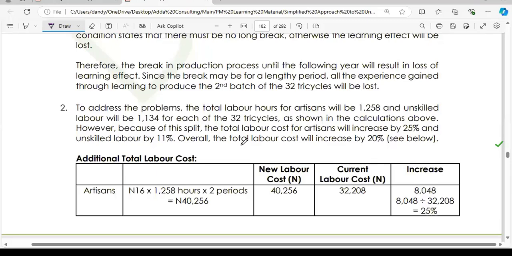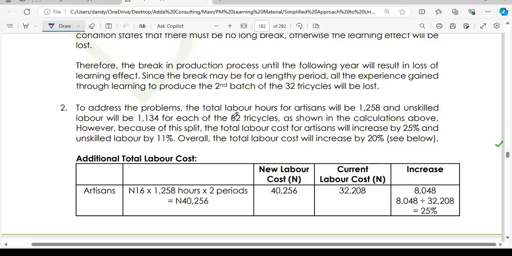Okay, because if you produce 32 tricycle now, how much will the company incur? If you produce 32, and the balance of 32 in the following year, how much will the company incur? So the total incurred when there is a break and the total incurred when there is no break. What has happened to labor costs? Of course, labor costs will increase. When there is a break, it will increase labor cost. Okay, so let's see how we treated it.